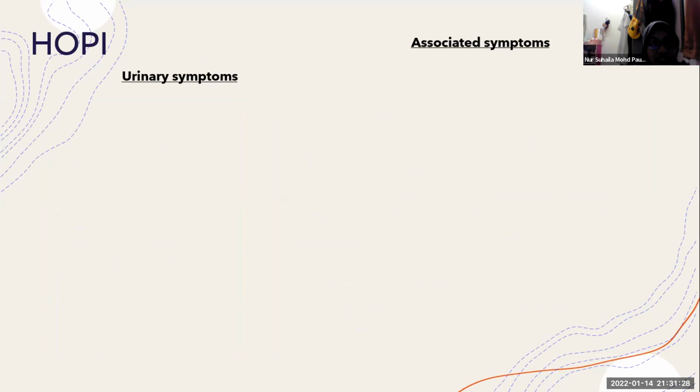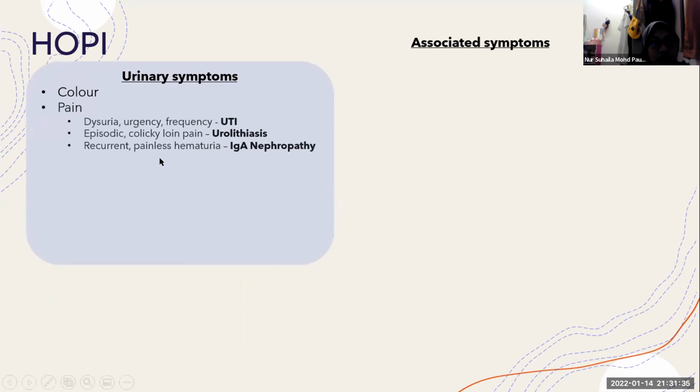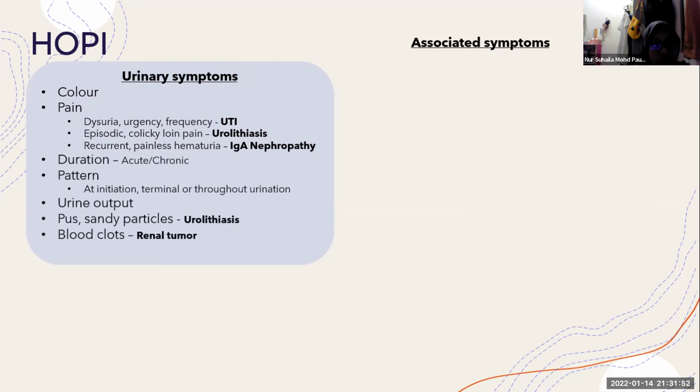Next, in hematuria, we need to ask about urinary symptoms. We need to ask about the color of the hematuria and then the presence of pain. Usually in UTI, there is dysuria, also urgency and frequency. In urolithiasis, usually there is loin to groin pain, and in IgA nephropathy, usually it is painless hematuria. Also ask about the duration, which is either acute or chronic. Also ask about the pattern. Is the hematuria present at the initiation, the terminal, or throughout the urination?